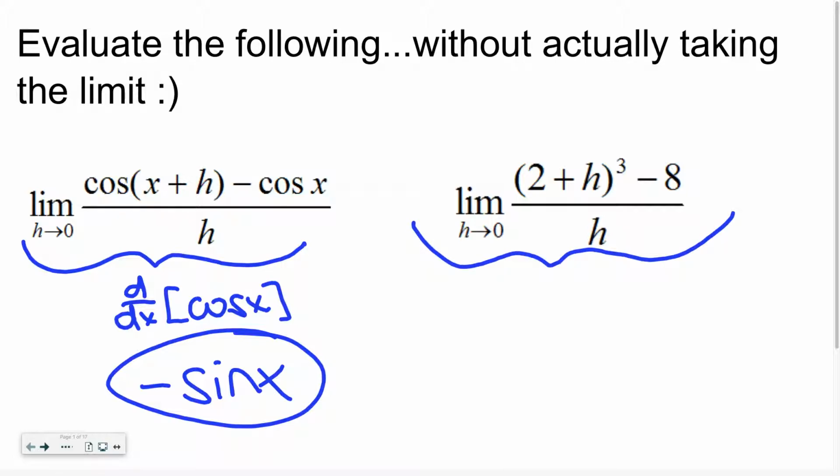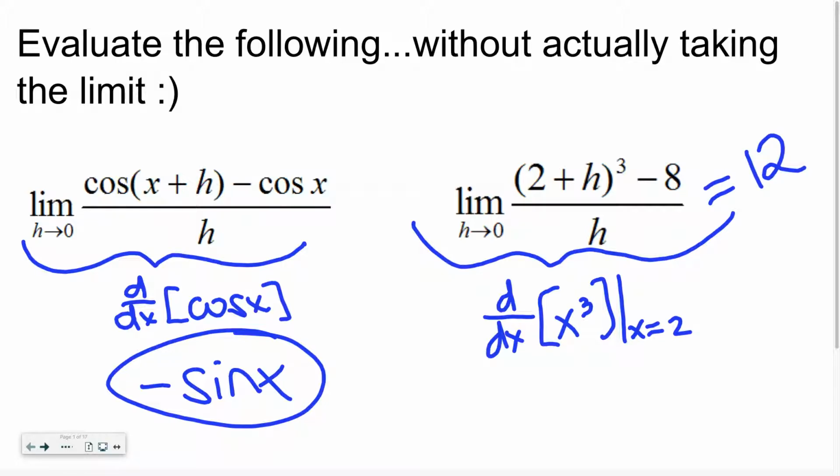This second one, Isabel, what does it mean? So this means take the derivative of x cubed and then plug in x is 2. So what's the derivative of x cubed? 3x squared. And when we plug in 2 for 3x squared, we get 12. Cool. Okay.